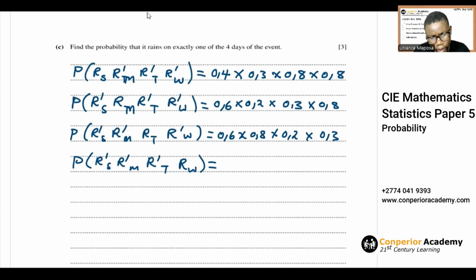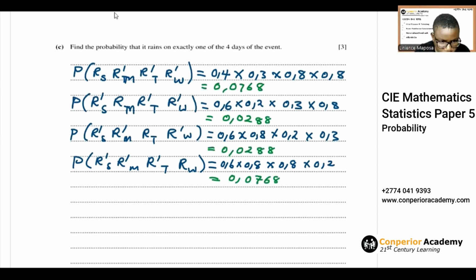Okay, so not raining on Sunday is going to be 0.6. Not raining on Monday, given that it didn't rain yesterday. So the probability that it doesn't rain again is 0.8. Chances are high. Then, if it didn't rain on Sunday, it didn't rain on Monday, the probability of it not raining again is still very high, it's 0.8. But if it didn't rain on Tuesday, the probability of it raining on Wednesday is going to be 0.2, raining on a day after the day that it didn't rain. Okay, so just calculate those numbers. You should get the ones that I have there in green.